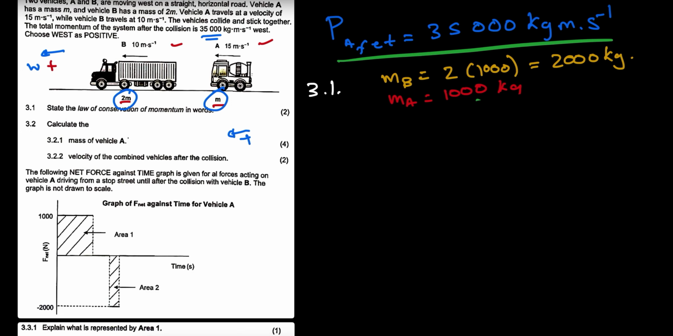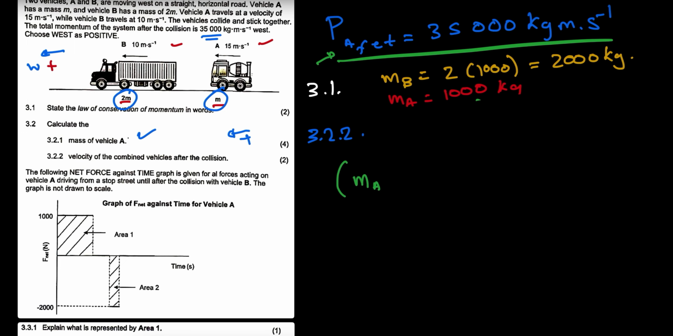Okay, so now that we have the mass of object A, which is 1,000 kg, the next question, which is 3.2.2, says we should calculate the velocity of the combined vehicles after the collision. So that equation I was talking about, we are now going to use it, because what do we know? We know that the momentum after is equal to that. And then after the collision, we are told the objects are moving together. So that means the momentum after is going to be what?